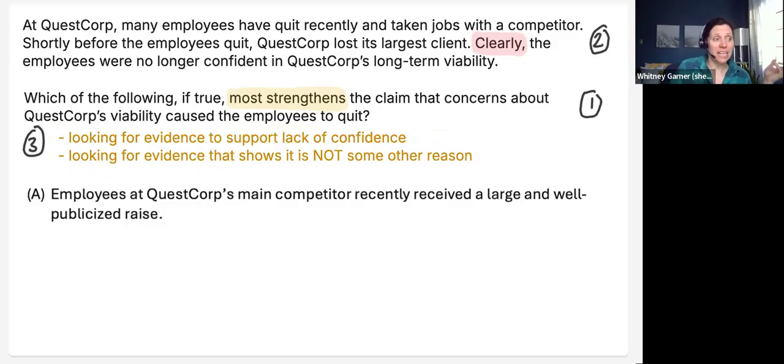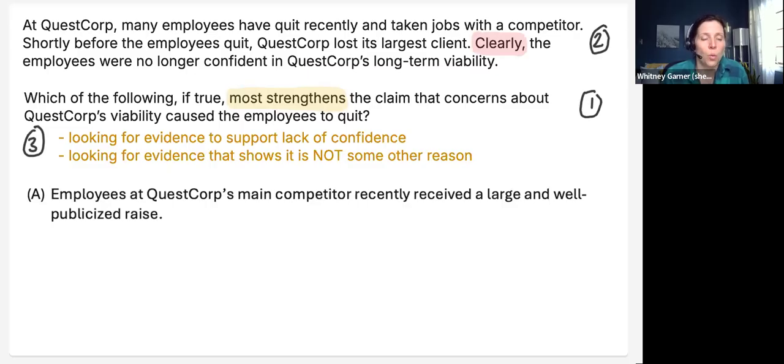Let's blame this on being worried about confidence and long-term viability. If I were to find out that my main competitor just told all their employees they were getting a huge raise and publicized it, it's all over the news. Oh yeah, Questcore's biggest competitor is now paying three times as much. Maybe I don't want to blame this on viability.